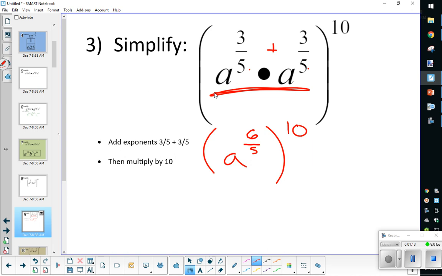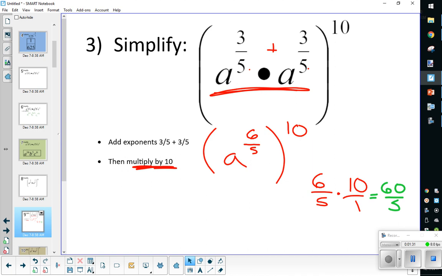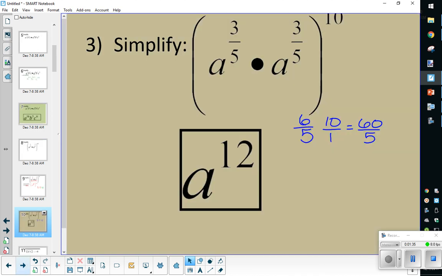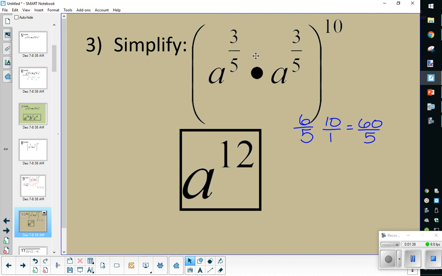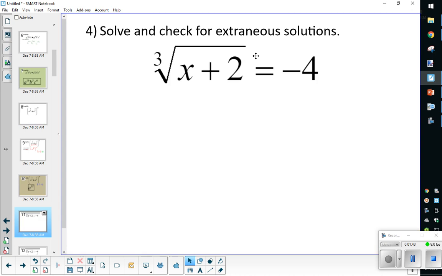Since it is a power to a power, you're really going to multiply the two things. So I'm taking 6/5 times 10 over 1. How do I multiply fractions? Straight across. It gets you 60 over 5. When you reduce that, 60 over 5 gets you a to the 12th. Questions on 3? Simplifying. Remember, if you're multiplying, you're really adding. You raise it to a power, you multiply.